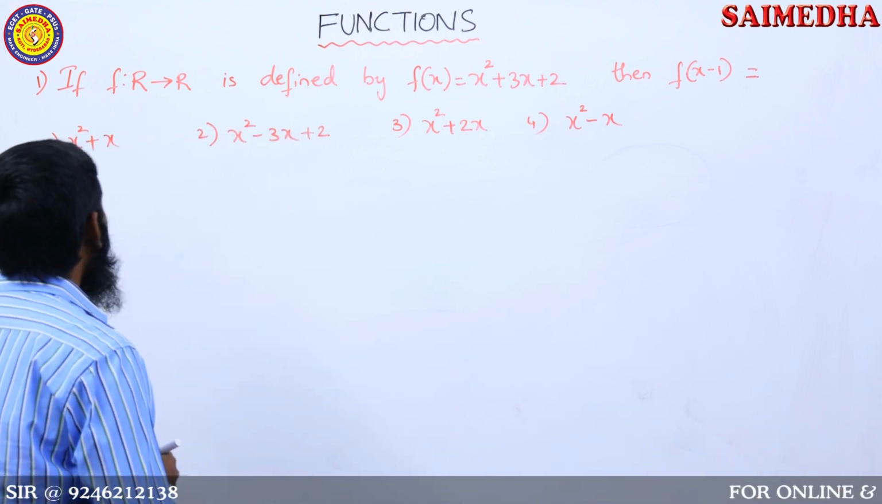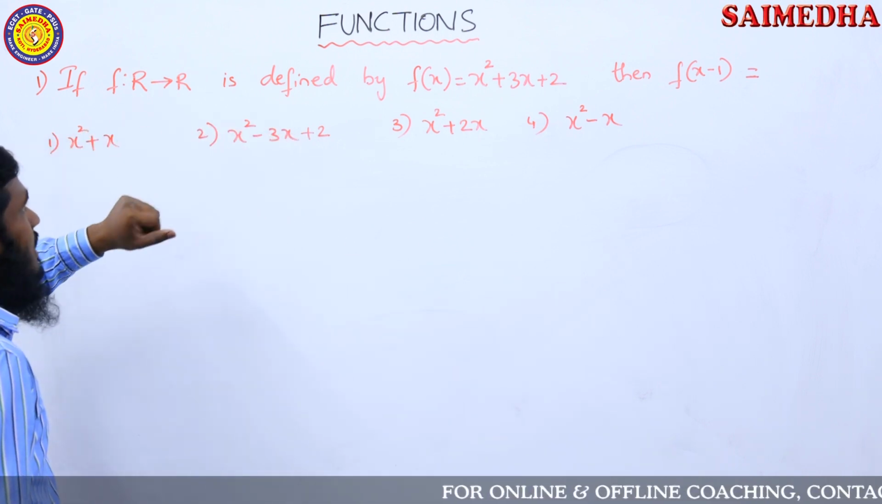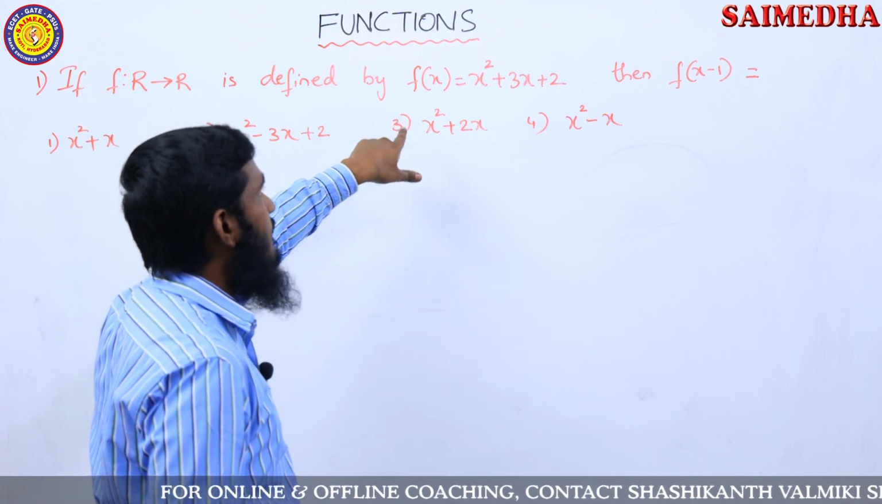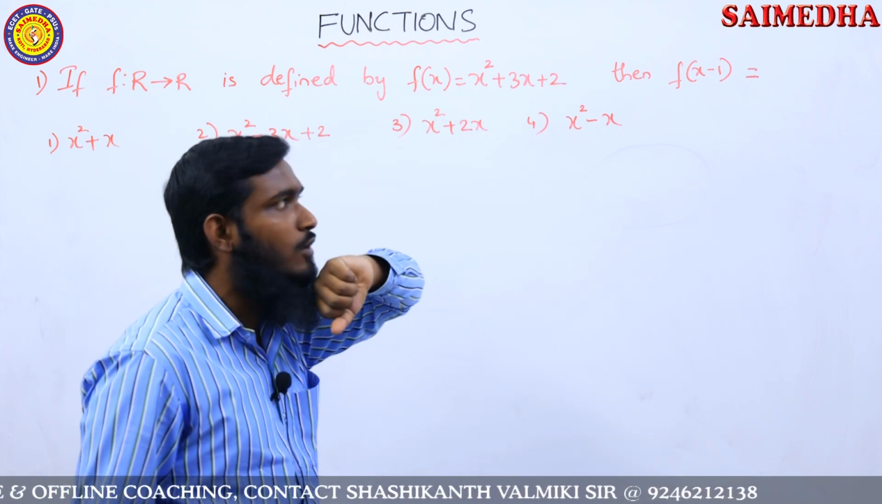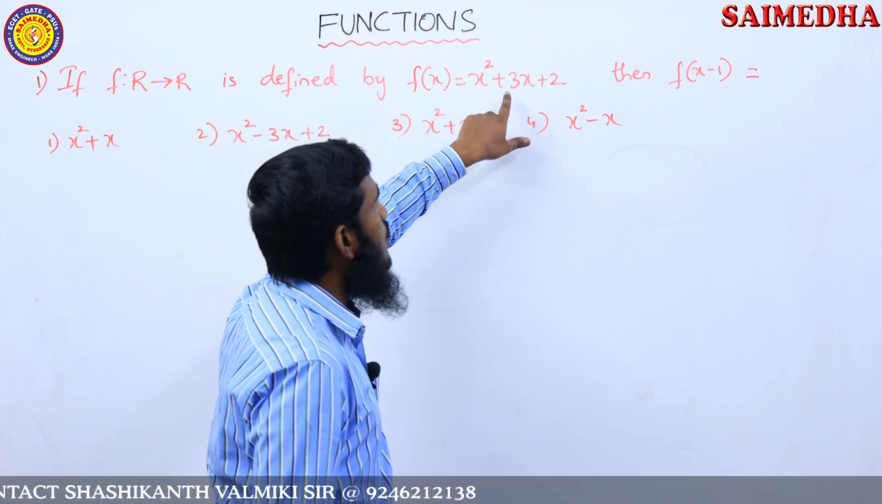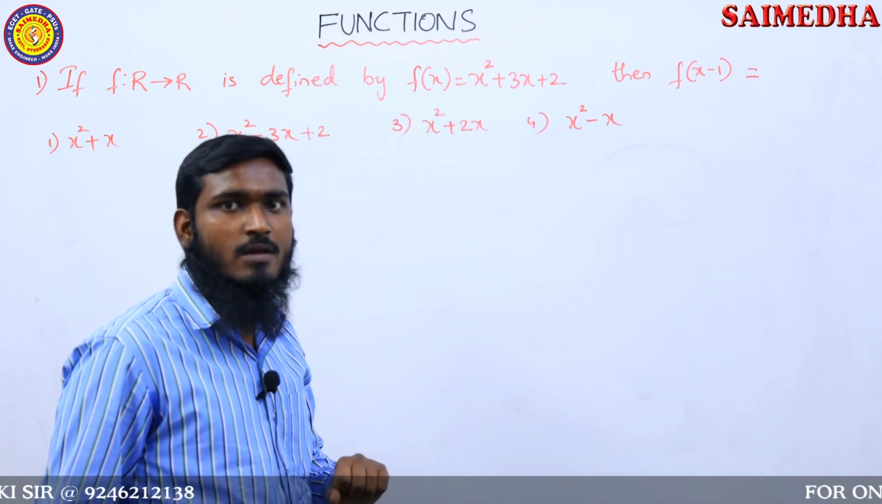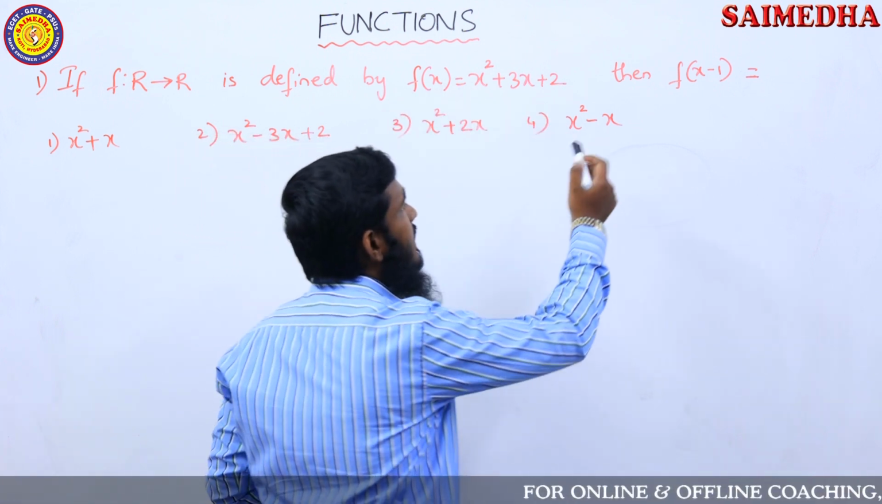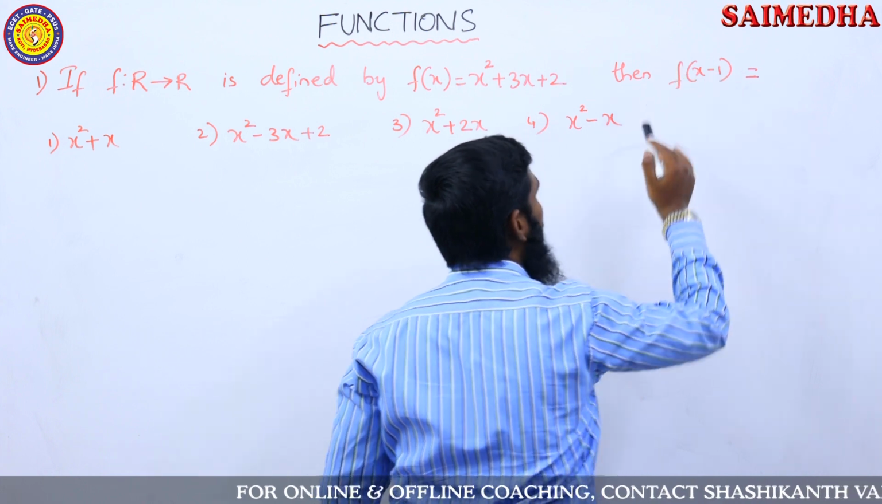Now what is the first question over here? If f maps R to R is defined by f of x equals x square plus 3x plus 2, then what do we have to find? We have to find f of x minus 1. This value we have to find.